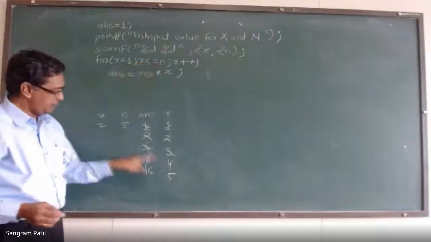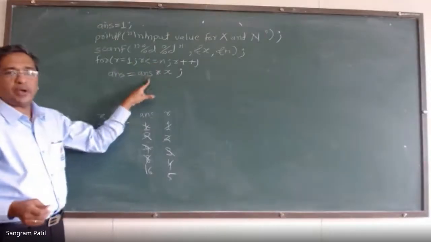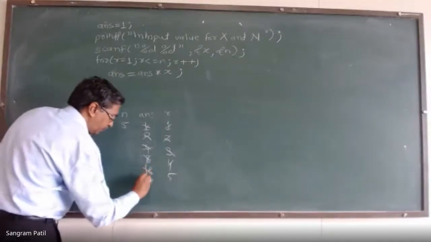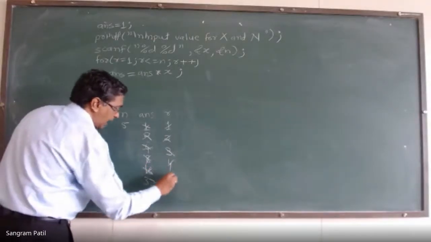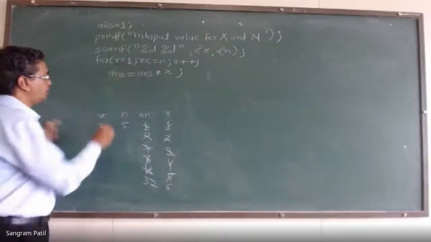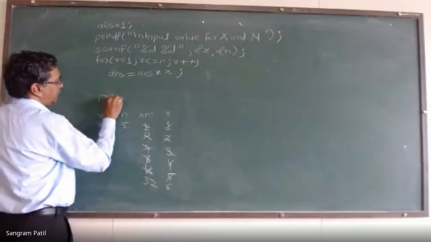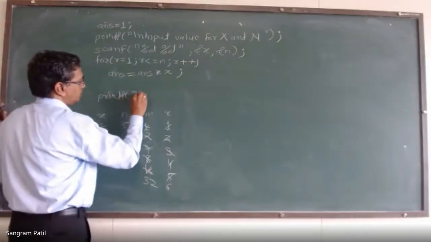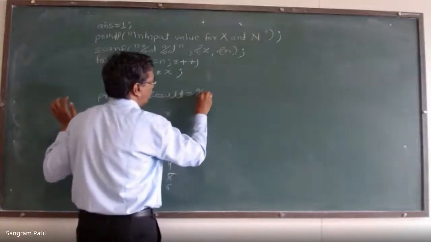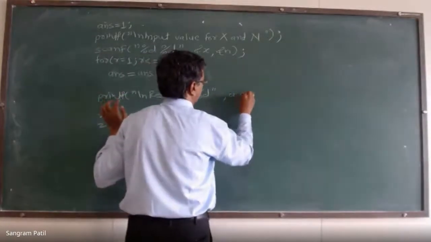Less than equal to n? Yes, it is equal to n. Answer equal to answer into x. 2 into 16 is 32. R plus plus, 6 less than equal to n? No, it will come out of the loop. And then we can give here result equal to percentage d answer.